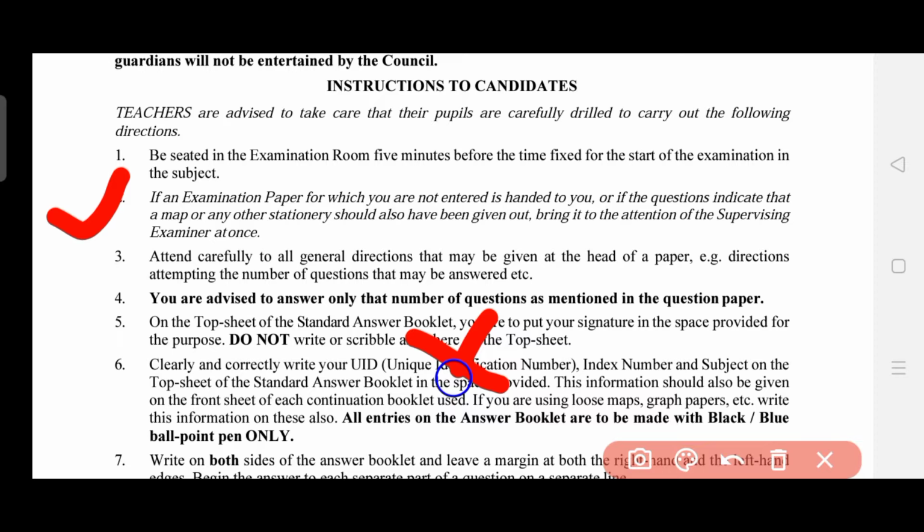The second thing it is saying is that if the question indicates that a map or any other stationery is needed, suppose you are giving the geography exam and it needs a map, kindly ask the examiner because he will provide you the map. Sometimes the maps are not given separately, but most of the time the maps are handed in the answer sheet only.